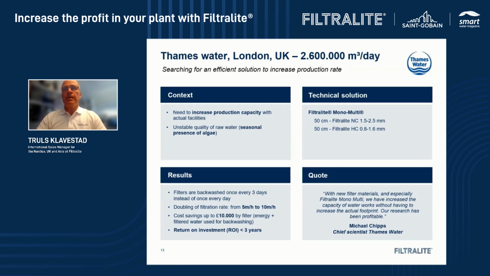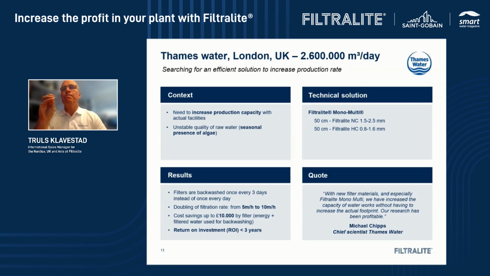So by changing from sand or sand anthracite to Filtralite, they increased the production so much that they didn't need to do an extension of the existing plants. On some of the filters, they increased the filtration rate, doubled it from 5 to 10, and got a saving of 10,000 pounds per filter. Keep in mind now, 10,000 pounds per filter.